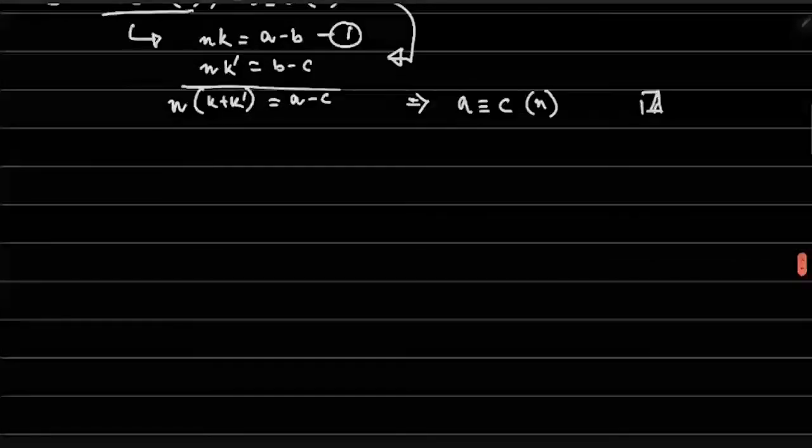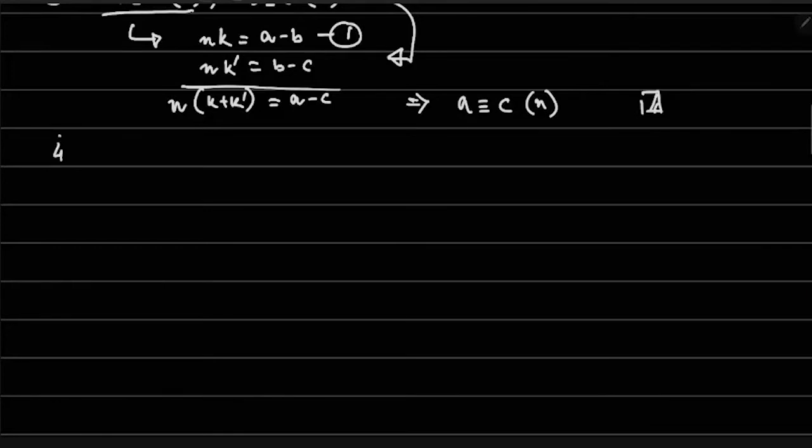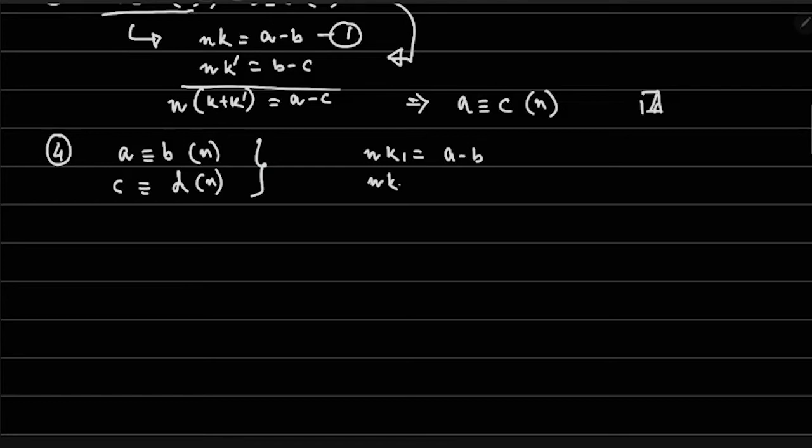Now the fourth one. Given A is congruent to B mod n and C is congruent to D mod n, then we can write that A plus C is congruent to B plus D. Let's see how. From A congruent to B mod n, what can we write? We can write n into k1 is equal to A minus B. And from C congruent to D mod n, we can write n into k2 is equal to C minus D.